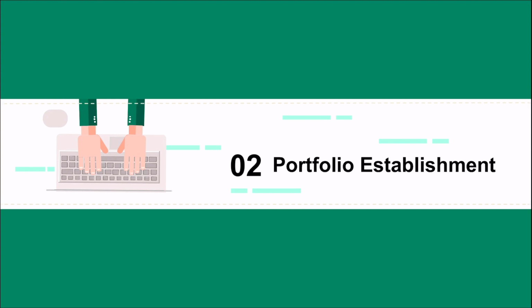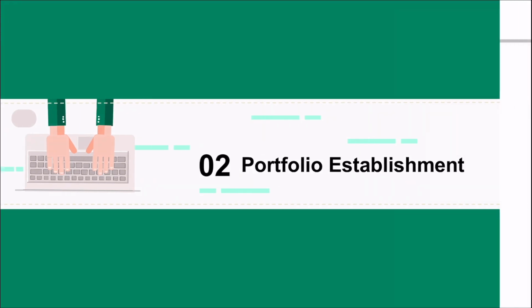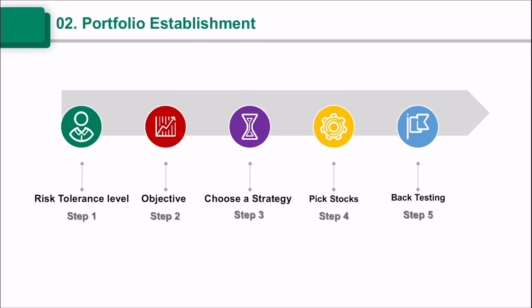The second part is the portfolio establishment. Moving on to the most crucial part of our project, this is the logic chain of how we establish our portfolio. Firstly, we want to find out the risk tolerance level of our group. So we all took a risk assessment test and got a result that most of us are moderate risk investors.